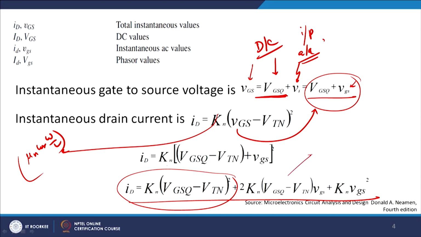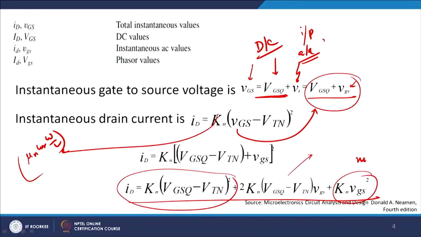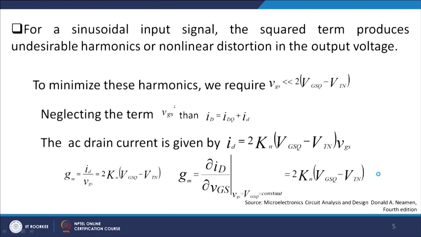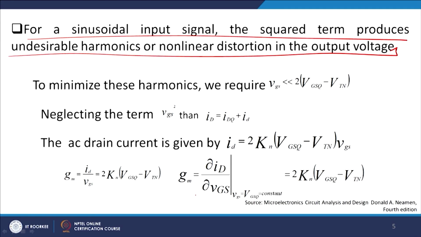This is also no problem because the current is a linear function of vgs. Where you have a problem is the last part, where the current is a parabolic function of vgs, which means that if VGS increases by delta vgs, the current will increase parabolically. So there will be heavy non-linearity provided you have this component of the current, and that makes life difficult. For a sinusoidal input signal, the square term produces undesirable harmonics or nonlinear distortion on the output side.